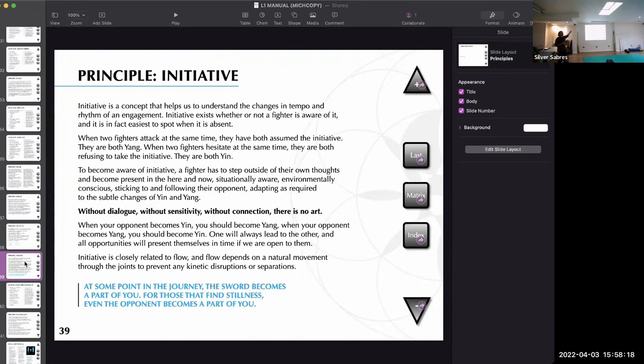If you want to have a dialogue where the more intellectual is going to exceed and succeed over the brute, then it has to come through technology, right? You have to step outside of your own thoughts. Without dialogue, without sensitivity, without connection, there is no art, right?